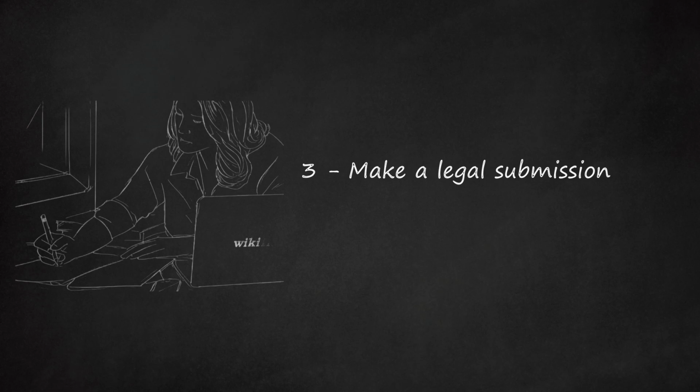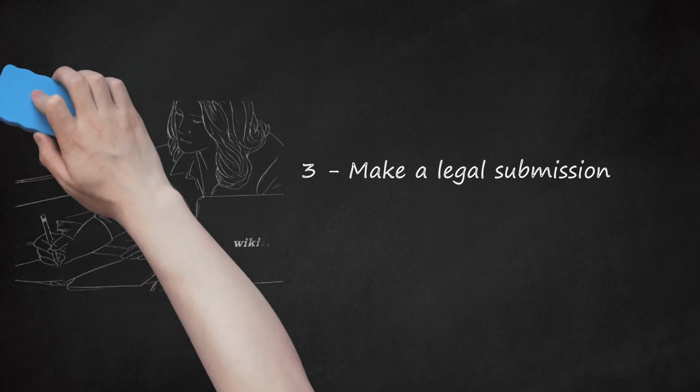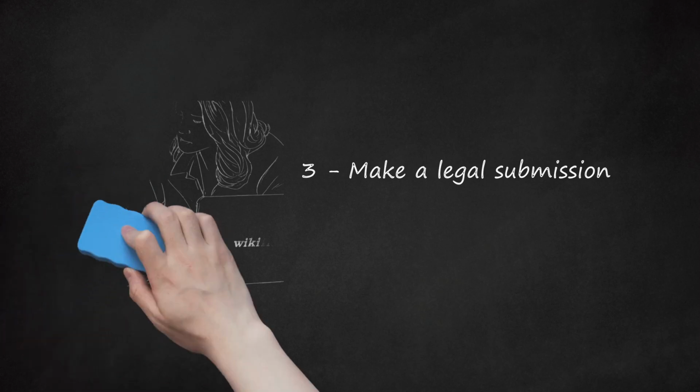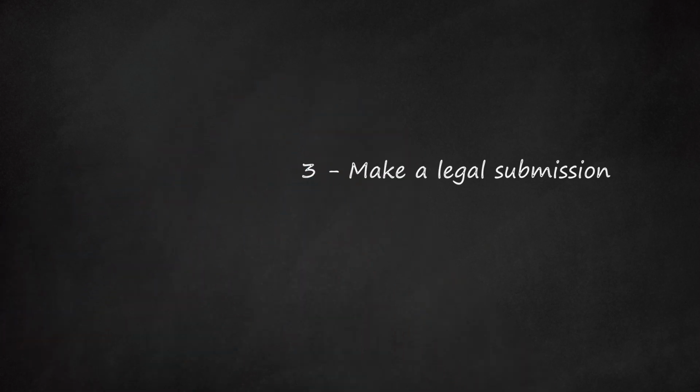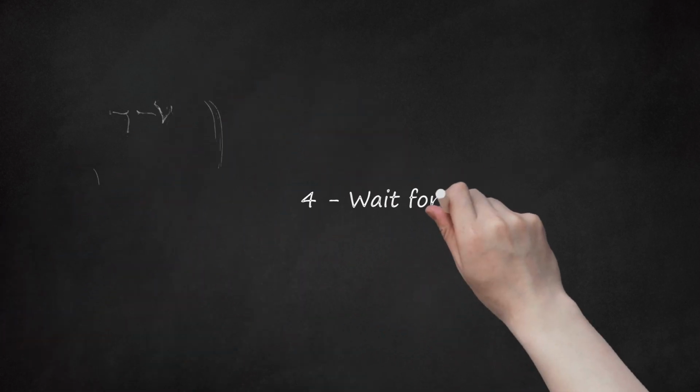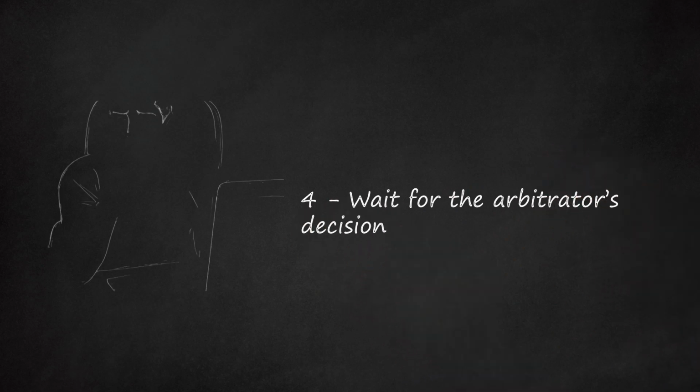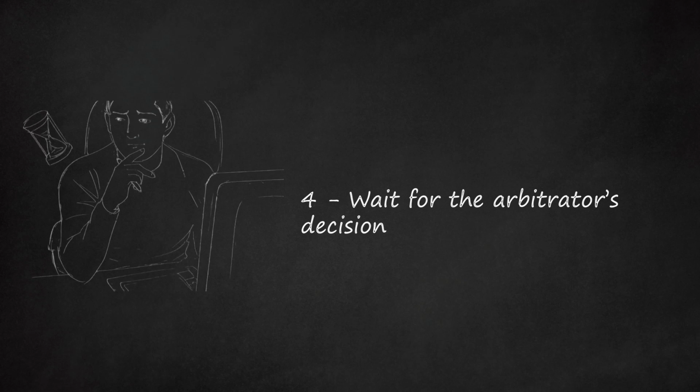A legal submission is like a trial brief. It should include an introduction, a summary of the factual background, and an explanation of how the facts relate to the law. You can see a sample trial brief by visiting the Department of Justice's website. 4. Wait for the arbitrator's decision. The arbitrator may issue an immediate oral ruling or take the issue under advisement and then issue a written ruling. Arbitrators will often explain their reasoning in a written arbitration decision. Be sure to get a copy of the decision.